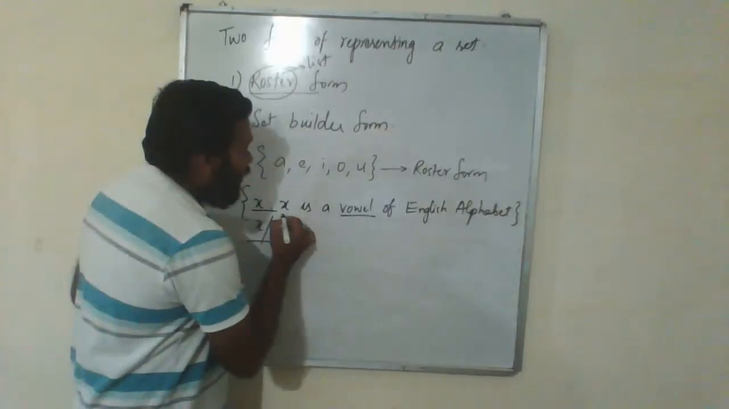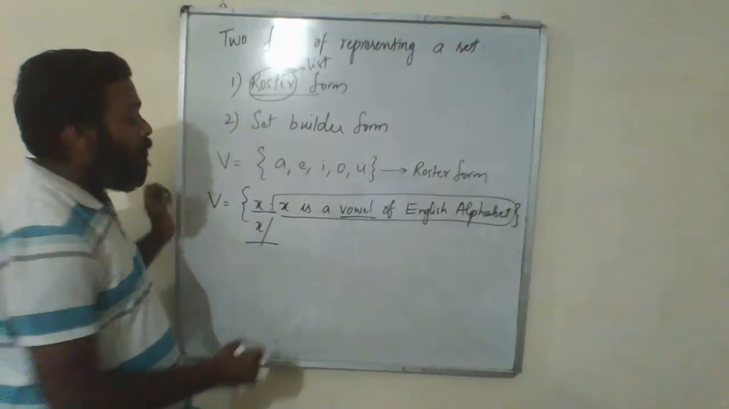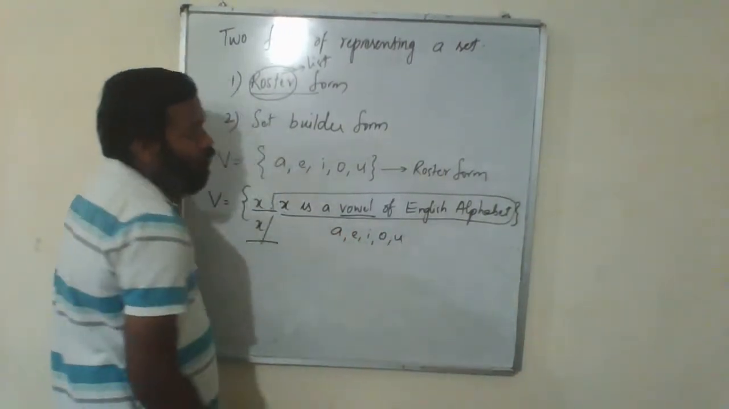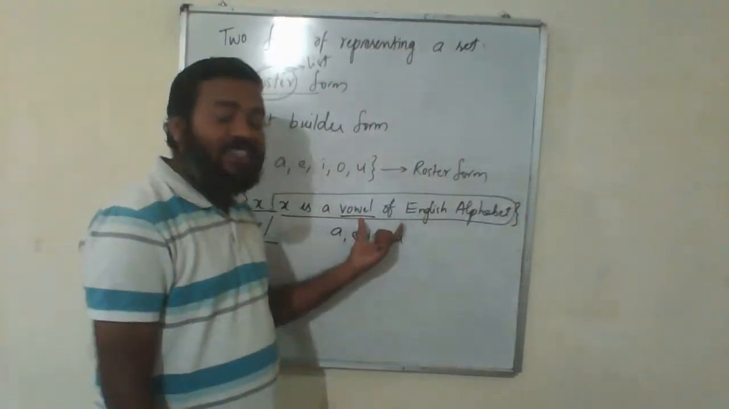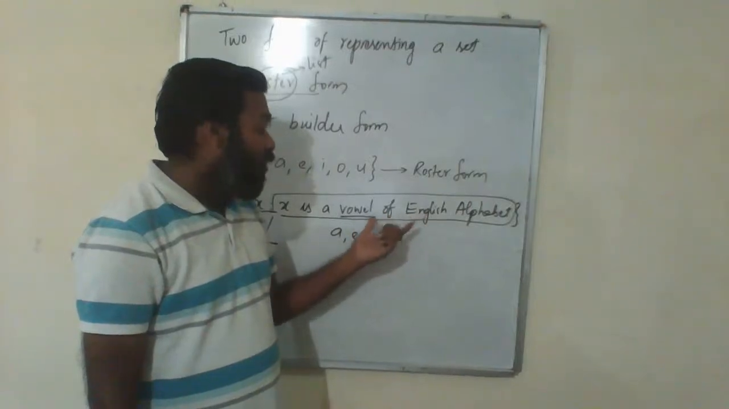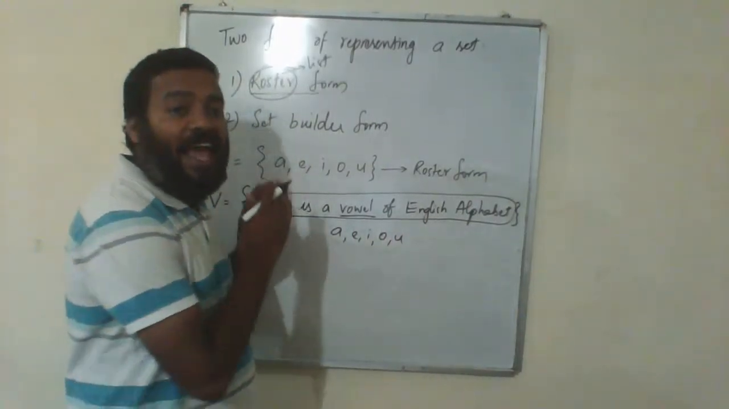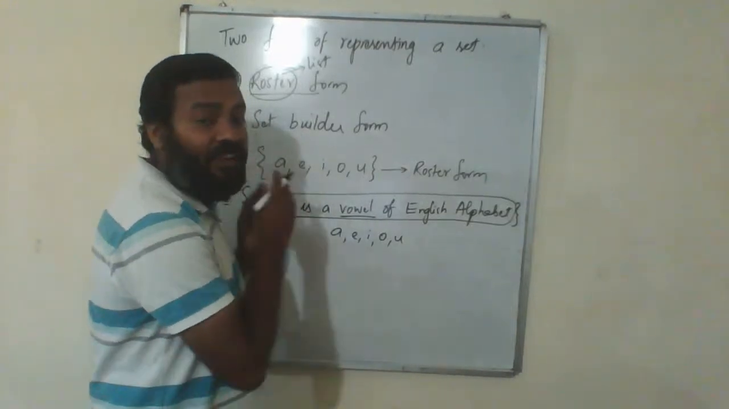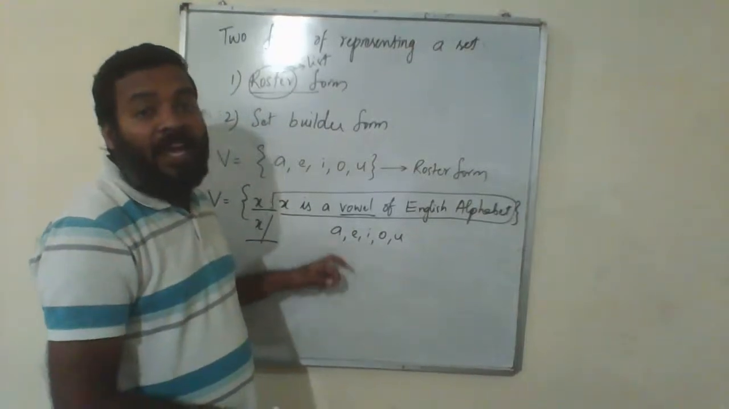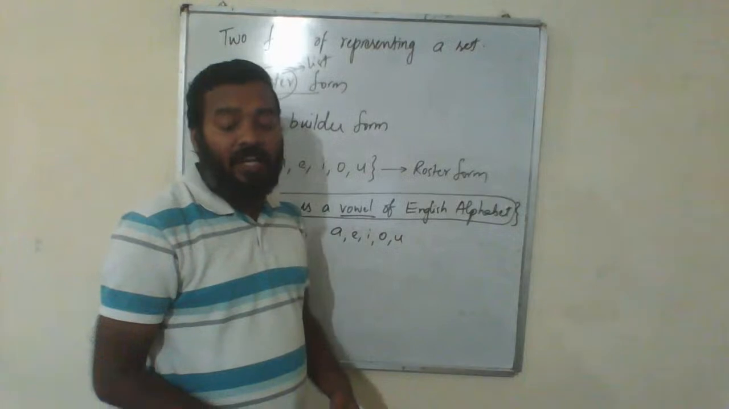So, if you are considering this set builder form, you can write that in the roster form as A, E, I, O, U. This is nothing but the common property of the given set, and if you are writing that in a list, then that is roster form. If every element of the set can be seen, then that is roster form. If the definition of the set is seen, then that is known as set builder form.